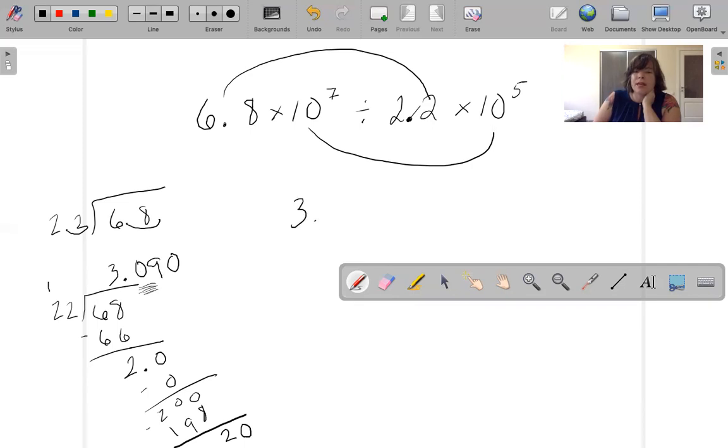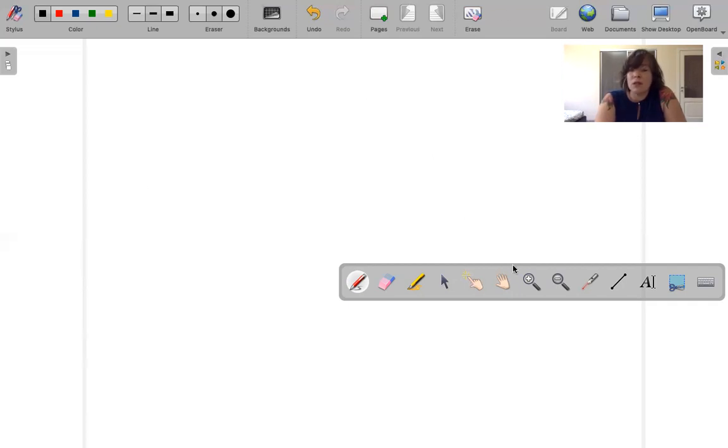So we've got 3.09 times 10 to the 7th divided by 10 to the 5th. 10, 10, we just subtract. 7 minus 5 is 2, times 10 squared. That's our answer. Let's do one more. And then you're finished with this whole lesson. Just one more.